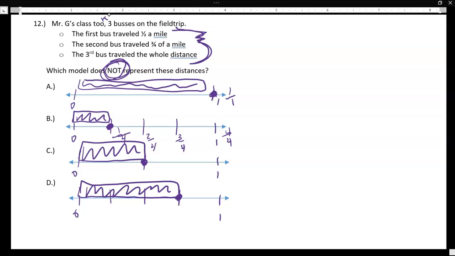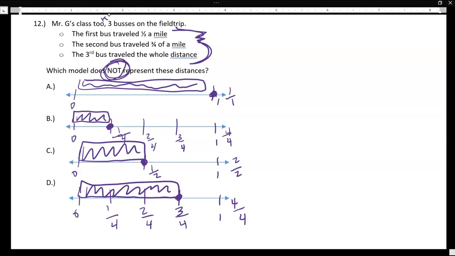What about C? Half. So our denominators would be 2. We got 1, 2. Okay? What about D? 3/4. Our denominator on all of them would be 4. And then we count 1, 2, 3, 4.